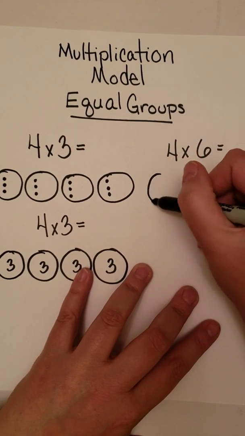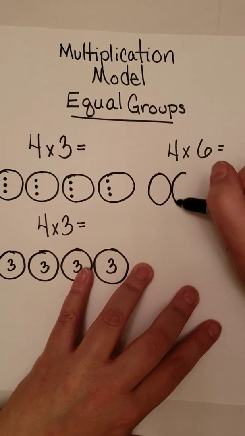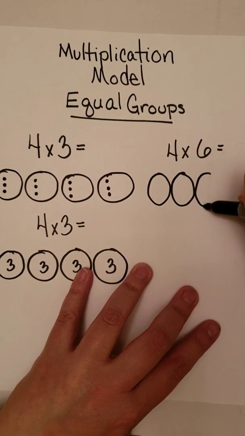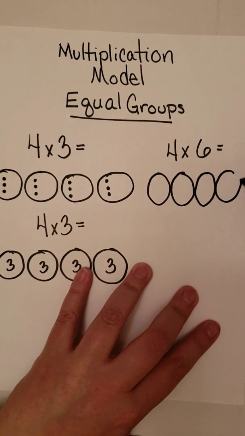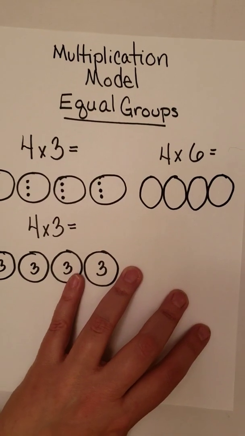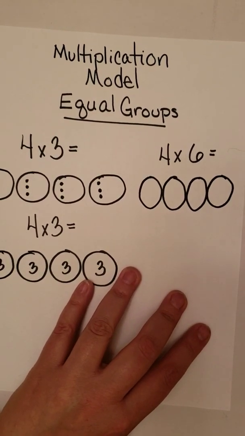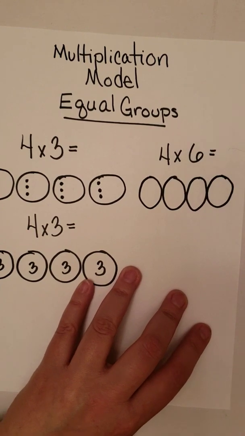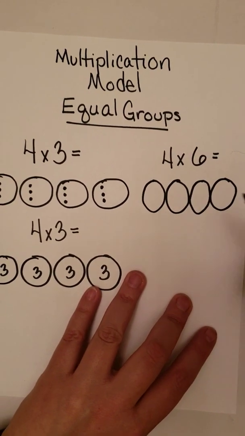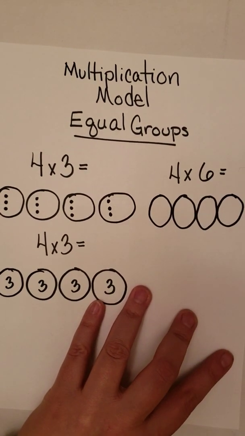So here I'm going to make my circles again. I'm trying to make a nice size, even though I'm running out of space a little bit, because I never want to have my model be too tiny and crowded. Now I have to put in my 4 circles the 6. Oh man, that's going to be a lot more tricky than just doing 3.